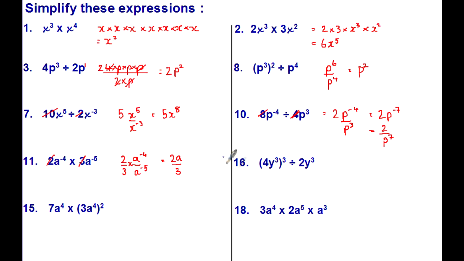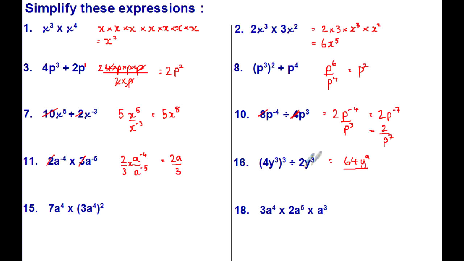Question 16 of these questions. Obviously, they're not numbered in order. 4y cubed all to the power of 3. So that means I've got to do 4 to the power of 3 and y cubed to the power of 3. And 4 to the power of 3 is 4 times 4 times 4. 4 4s are 16, times another 4 is 64. And y cubed to the power of 3 is y to the power of 9. 3 times 3 is 9.